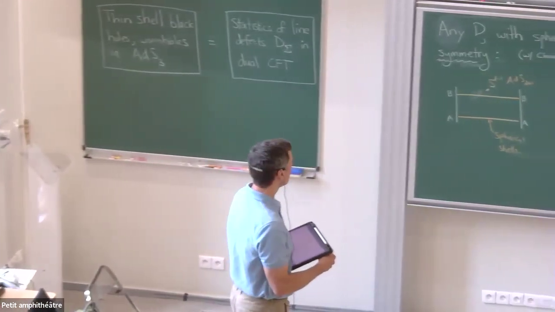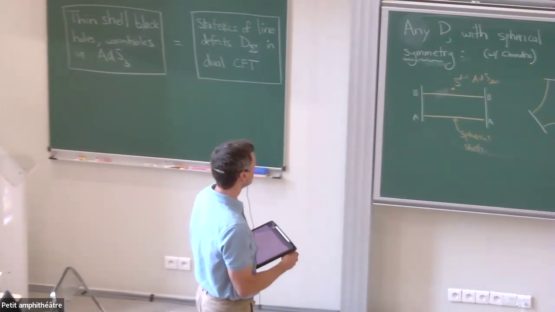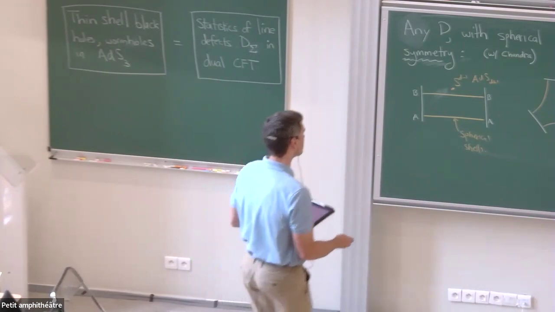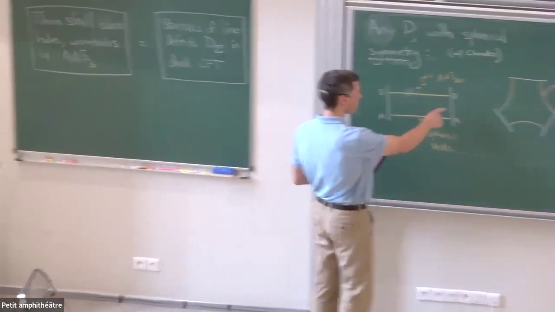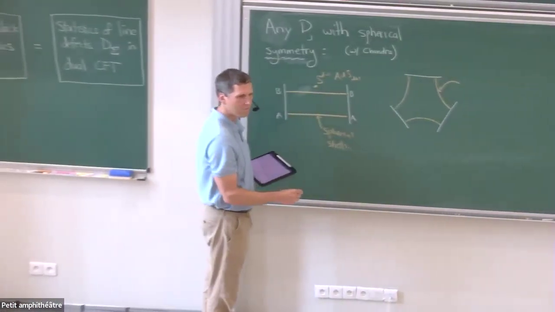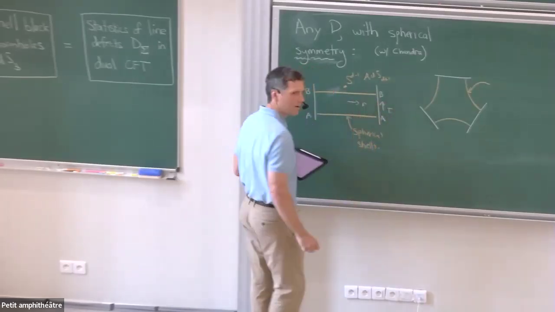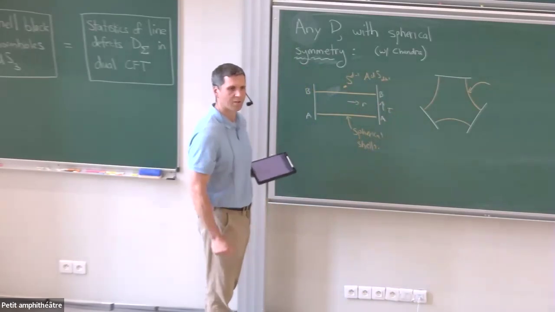The blackboard is, what's the goal? In this case, it's a two boundary wormhole. Think of this as like you put in time direction, and this is some radial direction, and then it's spherically symmetric.